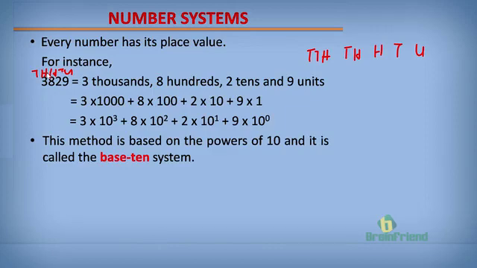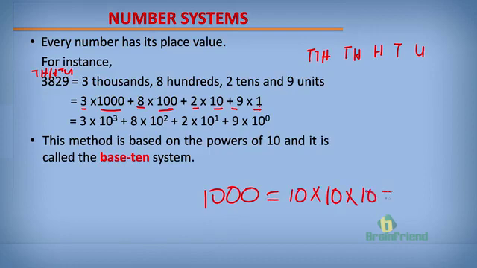So now putting this in figures, we have 3 times thousands, 8 times hundreds, 2 times 10, and 9 times 1, that is units. Now we can convert the thousands and the hundreds and the tens and the ones to powers of 10. So 1,000, if we break this down, it's actually 10 times 10 times 10. So this is equal to 10 raised to the power 3 because we have 3 tens. So 10 raised to the power 3.